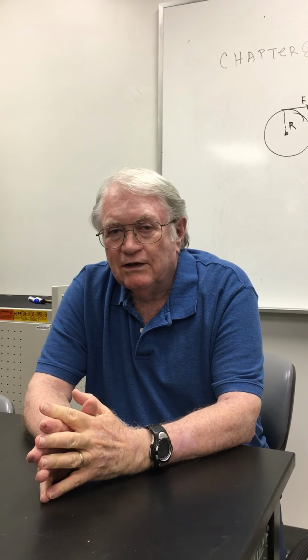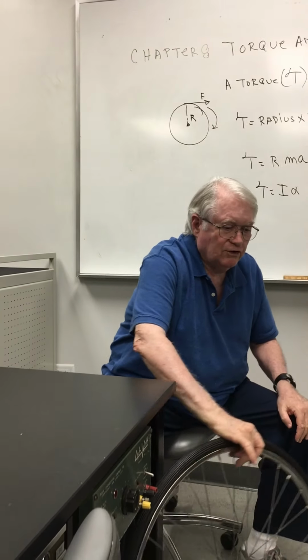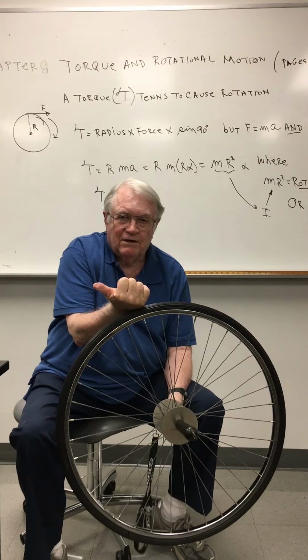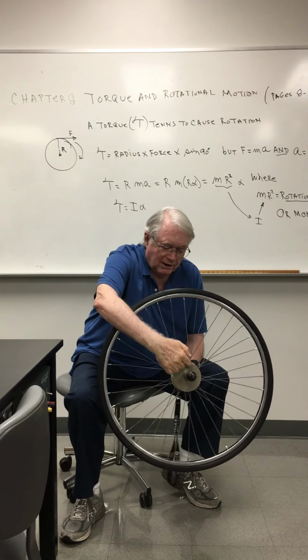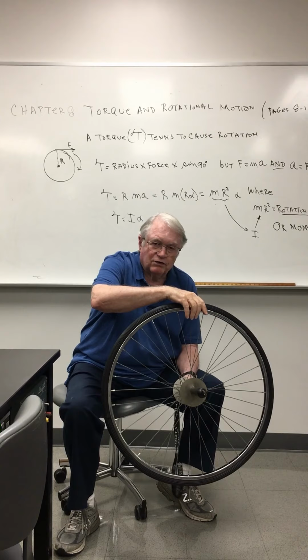So torque involves really three things here. One is a force, another one is a radial distance, another thing is the angle. So I'm going to demonstrate that with this wheel right here, but there's no torque wrench. I'm going to use my hand to apply the force. The force is applied at this distance right here. That's the radius of the wheel, and it'll cause the wheel to rotate.